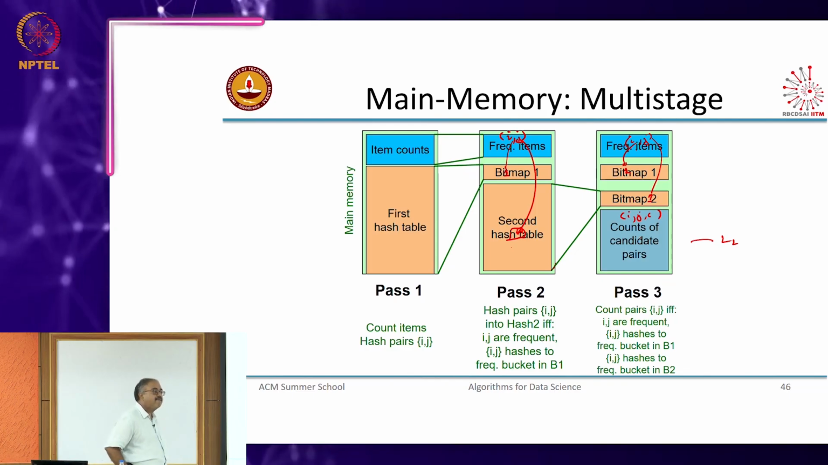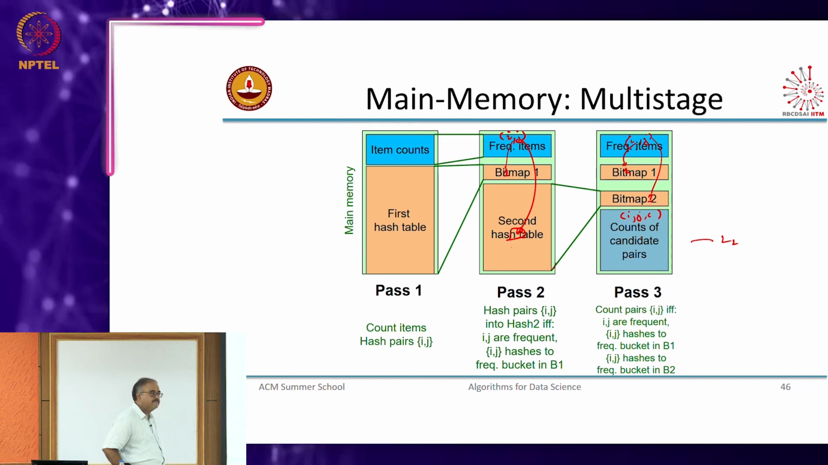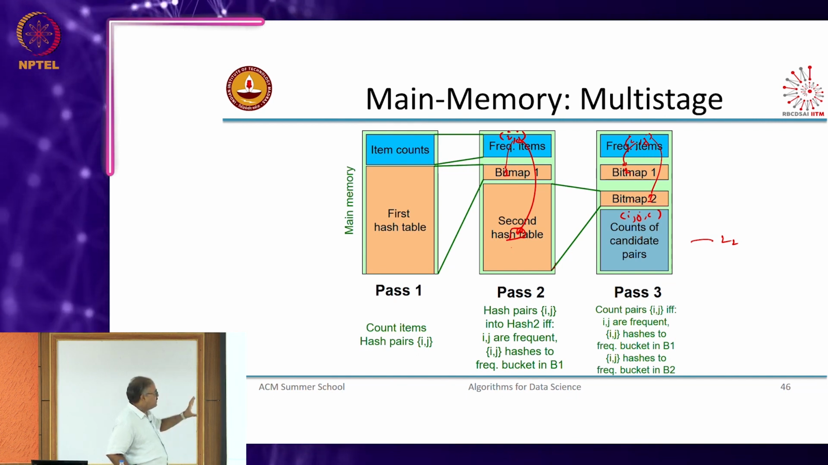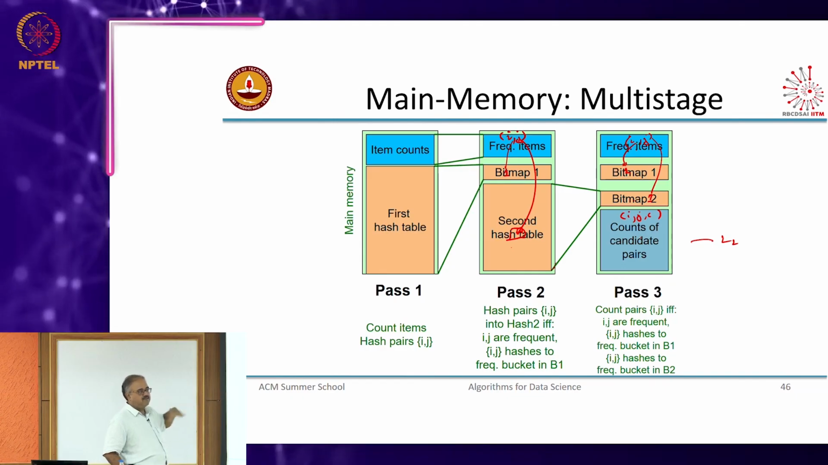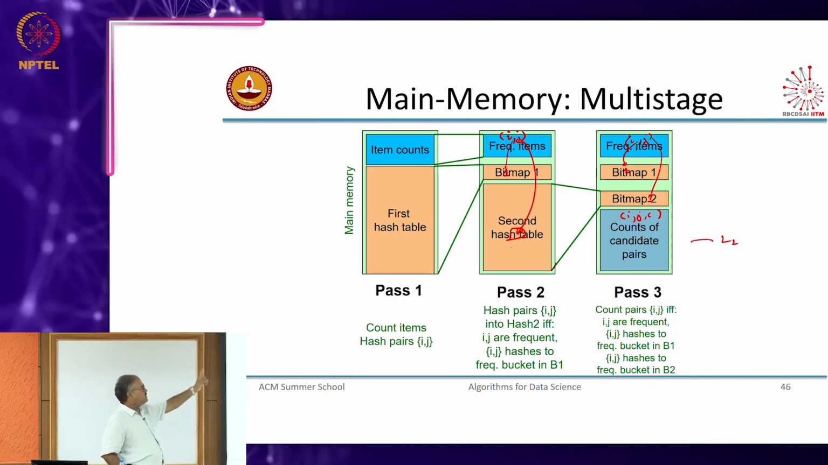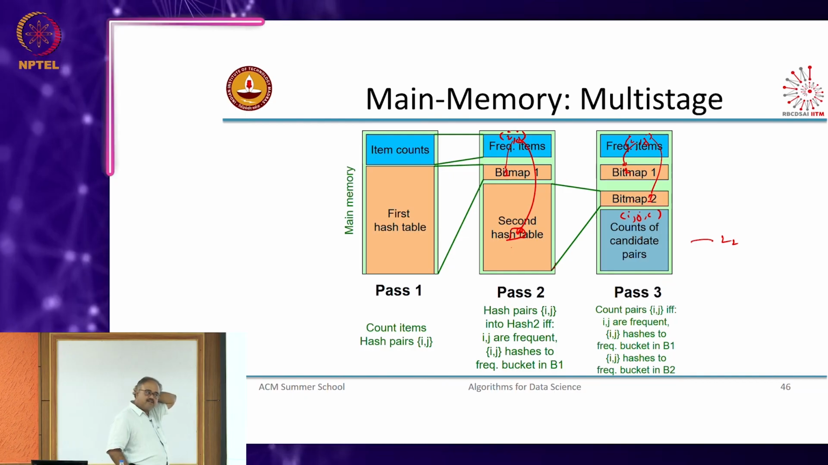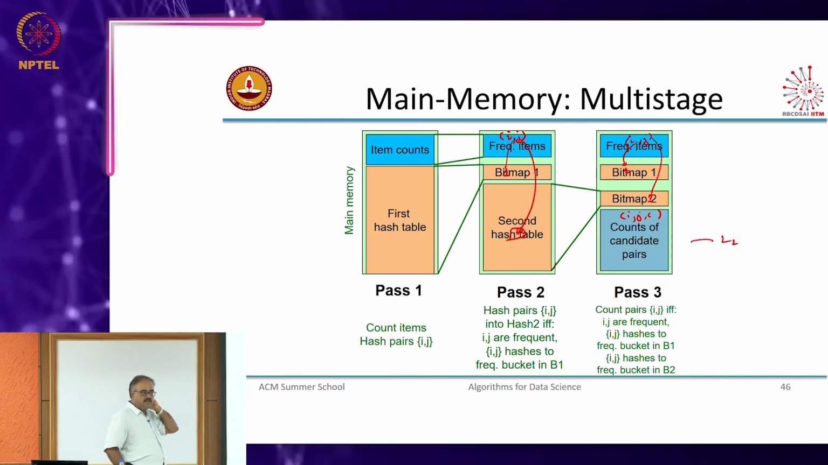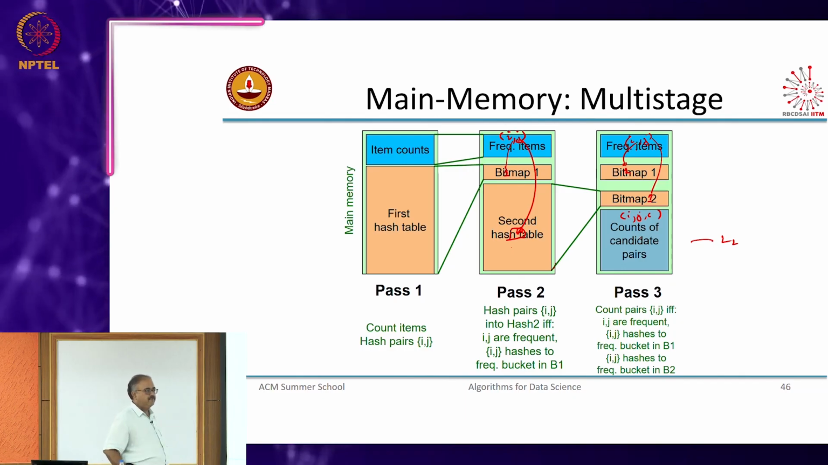When we are going from the second hash table to the bitmap, there might be... No, no, that is lossless. The hash table to bitmap compression is lossless as far as my purpose is concerned. I am not merging any buckets. Each bucket gets a bit, and that bit tells me if the count is greater than the threshold or lesser than the threshold. So there is no loss. I am not combining buckets together when I generate the bitmap.